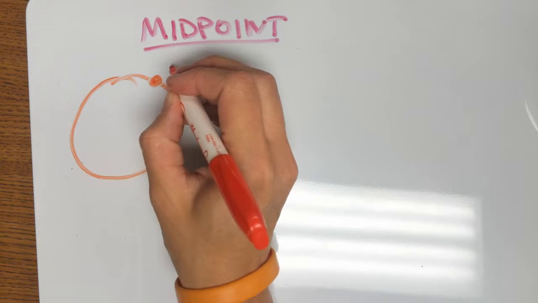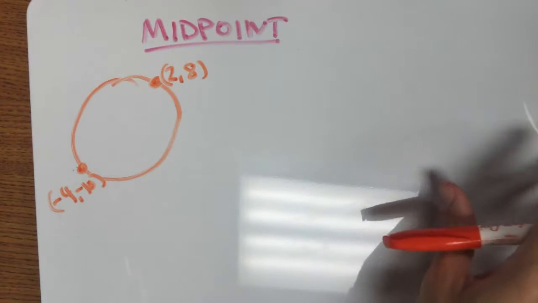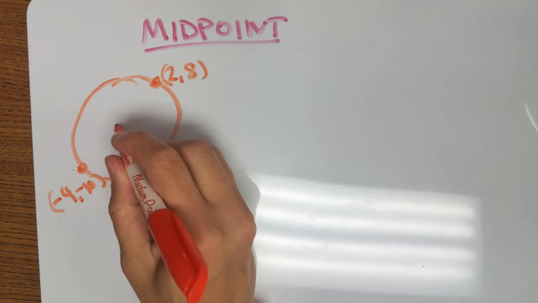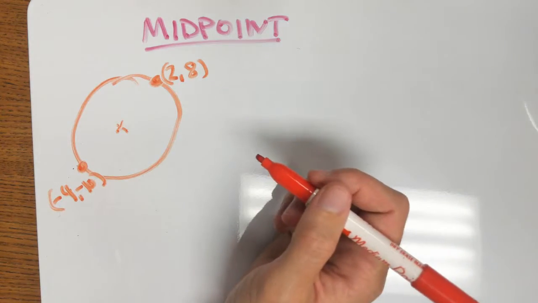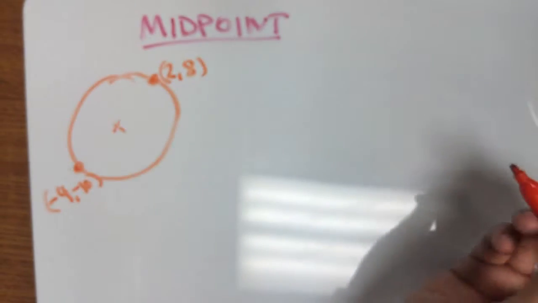And we have a point here that's at 2, 8. That would be told to you. And a point here that's at -4, -10. I'm making these numbers up. Let's wait till it comes back into focus. If we wanted to find that midpoint, that's going to be the center of that circle. That's very useful. So we have to know how to do that.